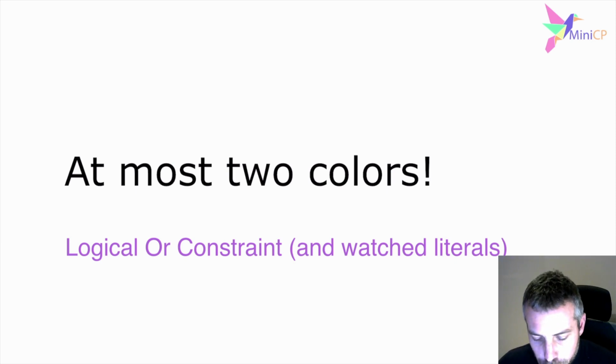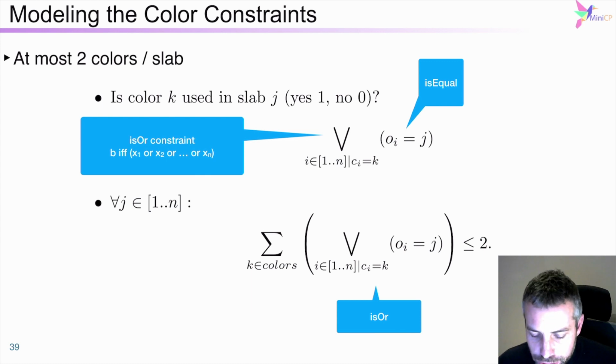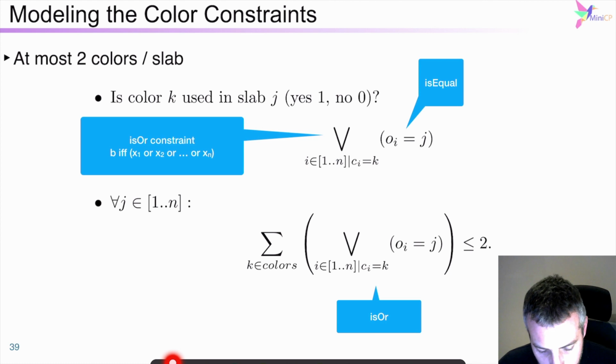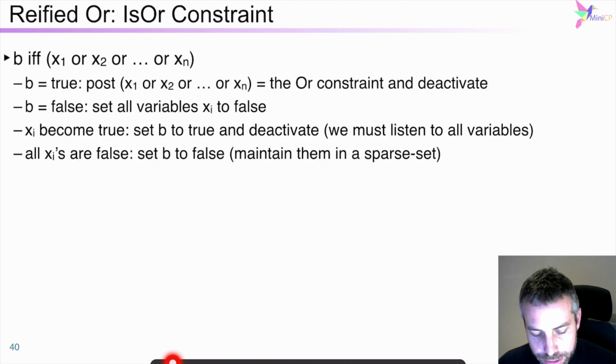To model the at most 2 colors in each slab for the steel mill slab problem, we needed a logical constraint of this type. We needed a constraint is or, so that the variable b is true if and only if the disjunction there is true, which means that there is at least one of the variables in the or that is set to true. How do we model that constraint, that is or constraint?